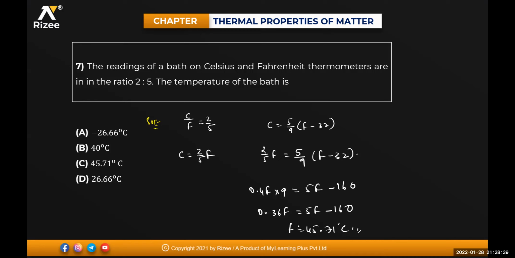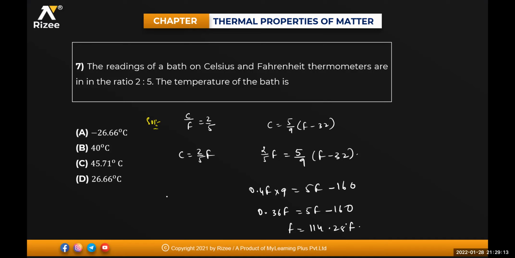45.71 degrees centigrade. This one is in Fahrenheit, beta, sorry, we need it in Celsius, no? I'm getting the Fahrenheit value equal to how much? F value is how much I'm getting? 114.28 degree Fahrenheit. So first option. How first option, beta? This one is 114.28 degree Fahrenheit I got. You convert that one into Celsius.